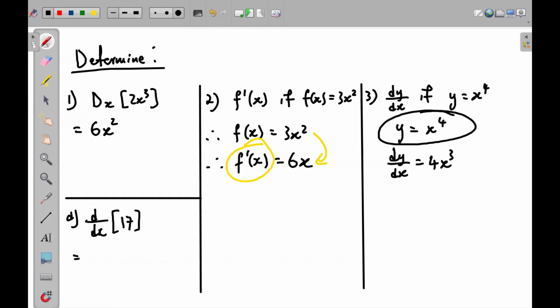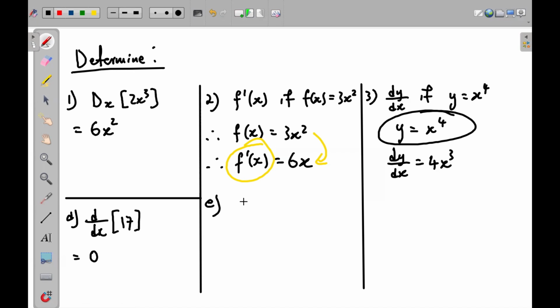Now, same thing here, d over dx. As you can see, there is something inside the bracket, and that's the number 17. We know by now that there is an x to the naught there. So if we apply the rule, the result here will be a 0. I hope we catch one another there. Let me throw in another one.